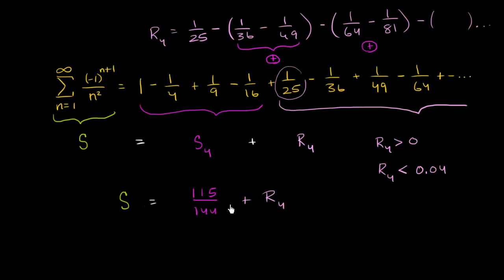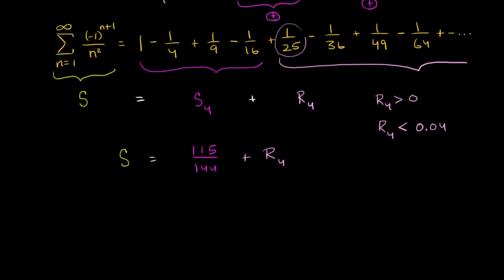The sum is the sum of these two things, and so the entire sum is going to be less than 115 over 144 plus the upper bound on R4, so plus 0.04, and it's going to be greater than our partial sum plus 0. Because this remainder is definitely greater than 0. So you could just say it's going to be greater than our partial sum. And just like that, just doing a calculation that I was able to do by hand, we're able to get pretty nice bounds around this infinite series.